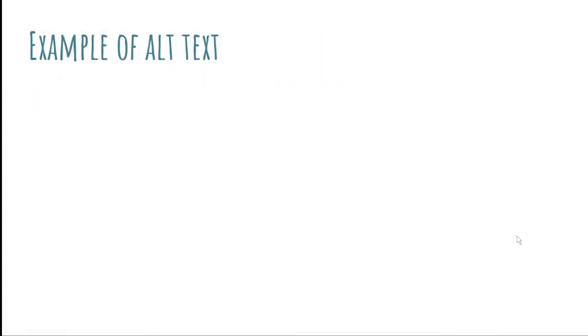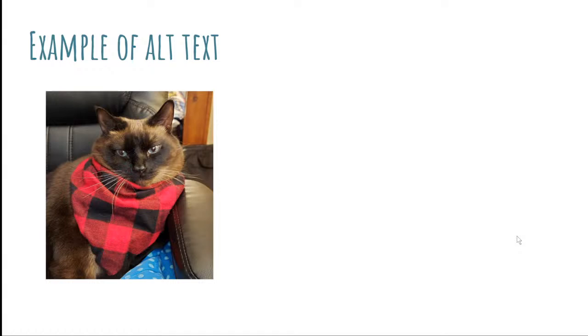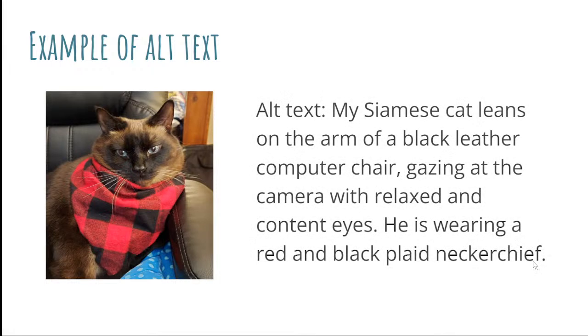So I'll give you an example. Here is a lovely, amazing picture of my cat Jack. He's just adorable. How do we make it so that someone knows what's going on in this picture? Well, we could say, my Siamese cat leans on the arm of a black leather computer chair, gazing at the camera with relaxed and content eyes. He is wearing a red and black plaid neckerchief. If you close your eyes and listen to that description, you can imagine exactly what's going on in the image, almost perfectly. So this is a really good example of alt text.